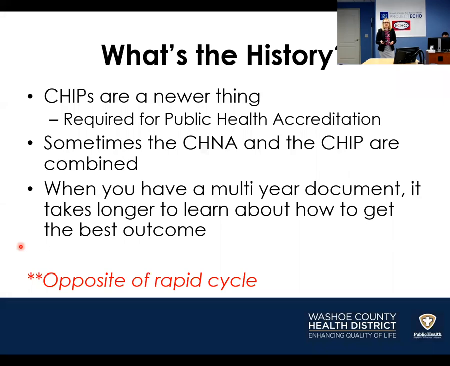Another thing of note is that CHIPs are typically written for a 3 or a 5-year time period. And when you have a multi-year document like that, it can take a little bit longer to learn about what the best outcome is. So when researching CHIPs, I don't see too many that are any older than 2010. So that gives you a little bit of a picture of how this is a newer process. And thinking about those multi-year documents and how we typically get lessons learned at the end, it's like the opposite of rapid cycle. So it's really critical not only to network with other folks doing similar work, but also do some research on what other CHIPs look like and what the outcomes of that were.